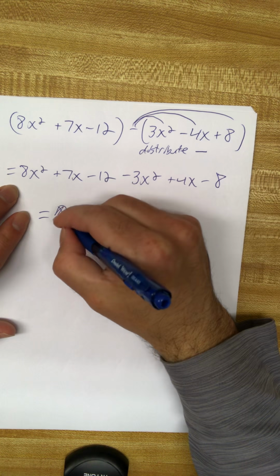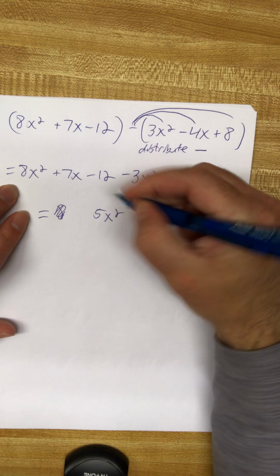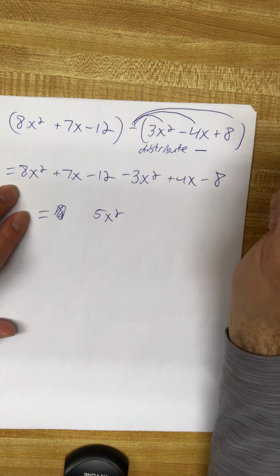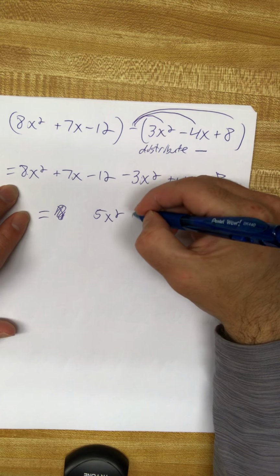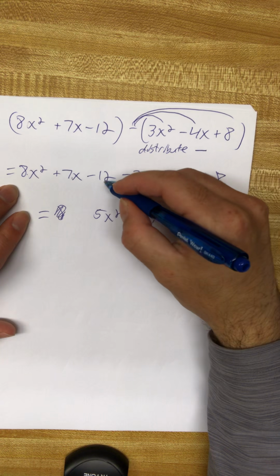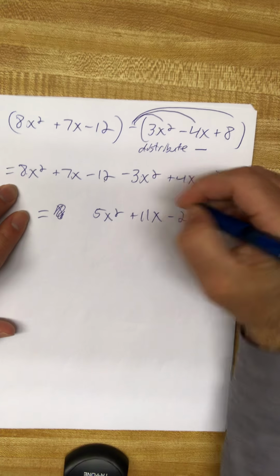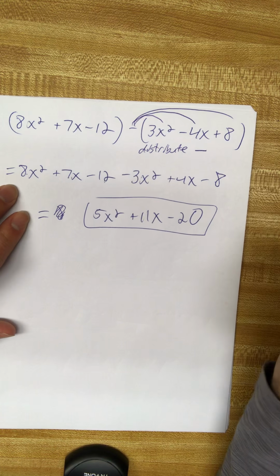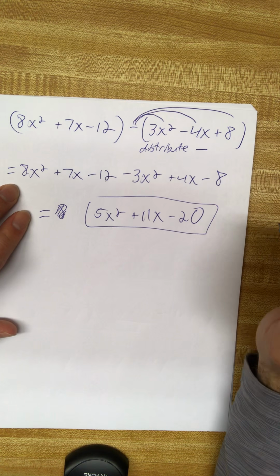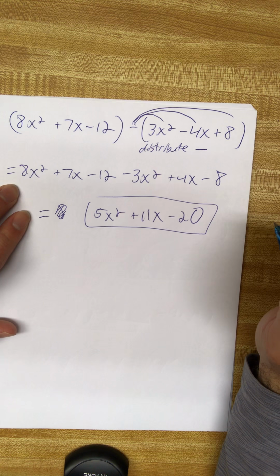So the final answer here is going to be 5x squared, because 8x squared minus 3x squared is 5x squared. 7 plus 4 is 11x. Minus 12 and minus 8 is minus 20. So you do need to be a little more careful on the subtraction, but overall it's pretty much the same stuff.